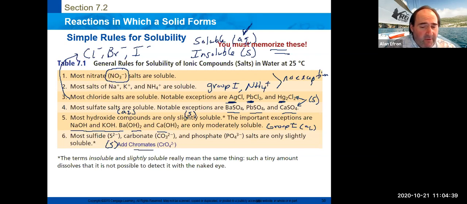Also, you could add chromate to that. Again, it is typically solid. There are a few exceptions. Again, some exceptions are group 1 and ammonium. So those are some exceptions.